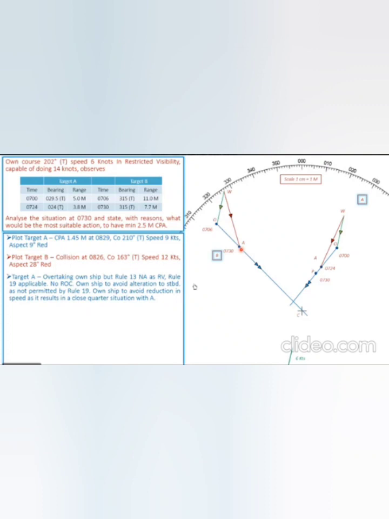So up to here clear, Beta? The target B data is available to us. For target B, the collision is expected to occur at 0826 hours. The course of the target ship, represented by vector Whiskey Alpha, is 163 degrees true. The speed is 12 knots and the aspect is 28 degrees red.